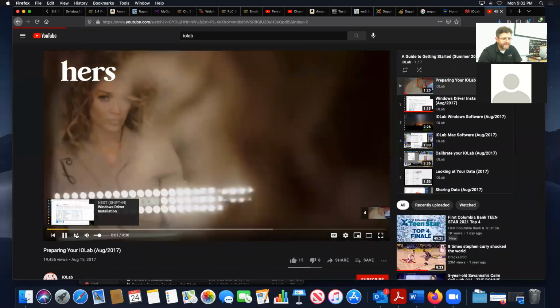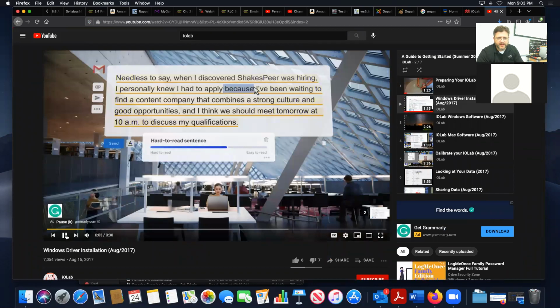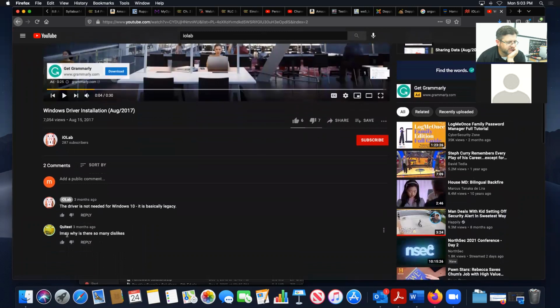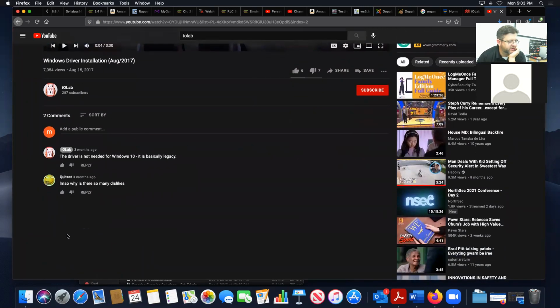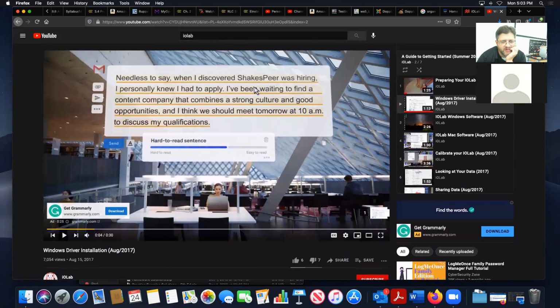I've been in this business for, writing's not that easy, but Grammarly can help. This sentence. Apparently, if you're in Windows 10, you don't actually have to use a driver. Mac software.